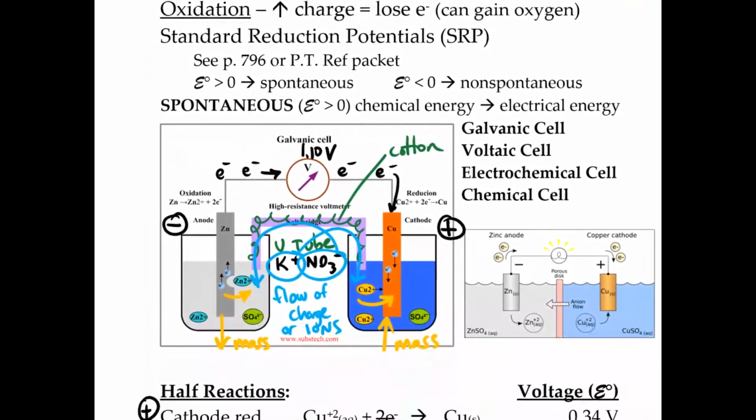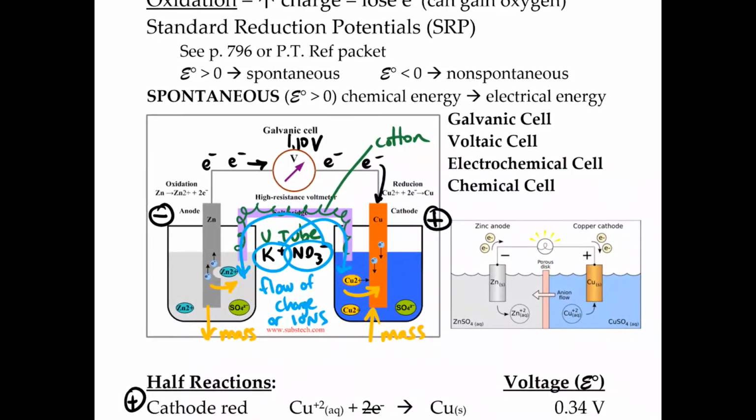Any battery-operated thing that you're using, whether you're using your cell phone right now or a laptop that's on battery power, this is what's happening inside that technology. You have chemical energy inside that's changing into electrical energy that's powering that device. And you could call a battery a galvanic cell, a voltaic cell, electrochemical cell, chemical cell. They're all basically the same thing.